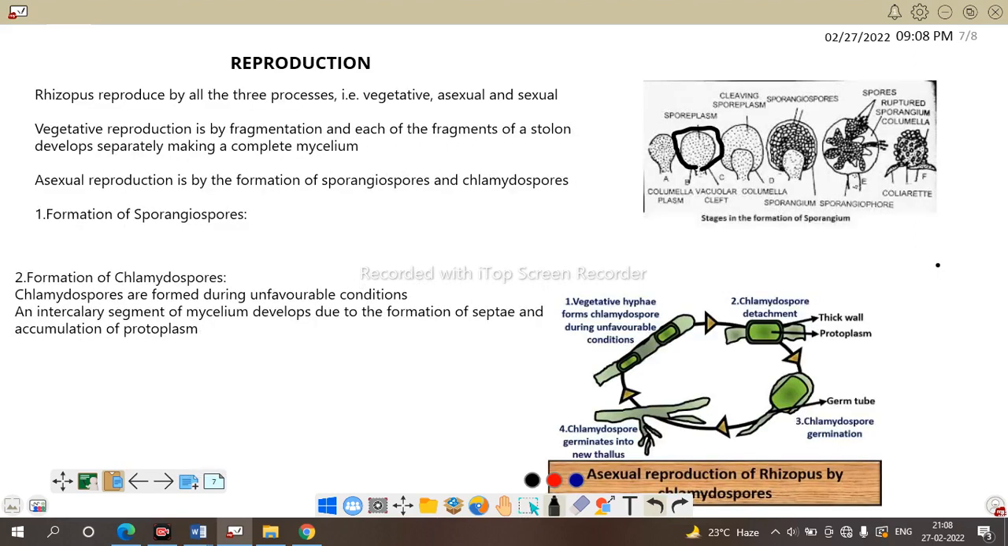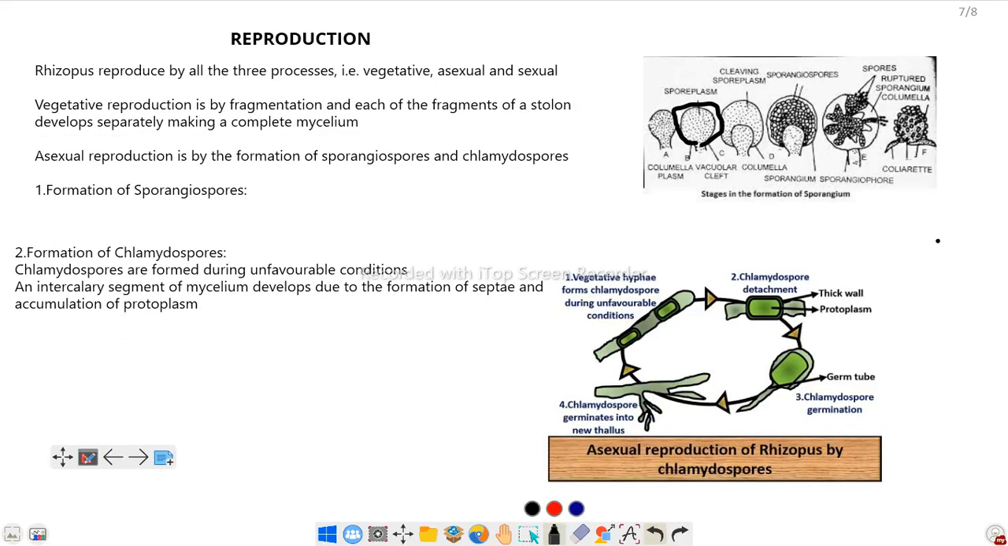Next is reproduction. Rhizopus reproduces vegetatively, sexually and asexually. Vegetative reproduction takes place by means of fragmentation and each of the fragments of a stolon develops separately to form a new mycelia. And asexual reproduction takes place by means of the formation of sporangiospore and chlamydospore. So, let us discuss the formation of sporangiospore.